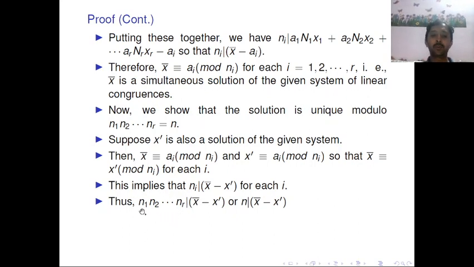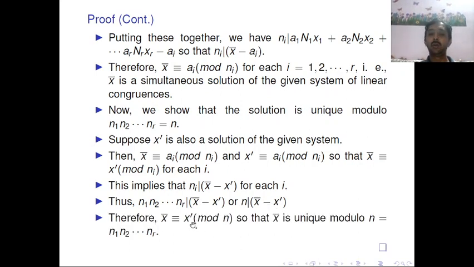And what is this product basically? This product is what we have chosen as n. So this means that n itself divides x bar minus x dash. And what does this mean in terms of congruences? n divides x bar minus x dash implies that x bar is congruent to x dash mod n. And what does this mean? This means that x bar and x dash are the same under modulo n, which means that x bar is unique modulo n, which is n1 into etc. nr.